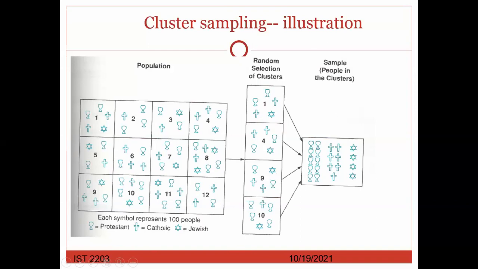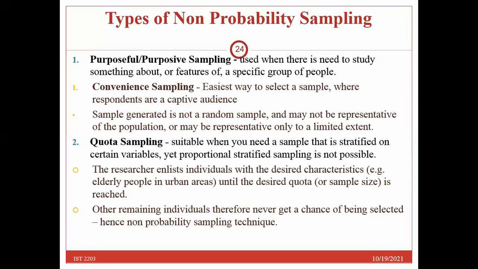Okay, then we have non-probability sampling. Here we say that each member of the population does not have the same chance, and doesn't have a known chance anyway, of being selected.